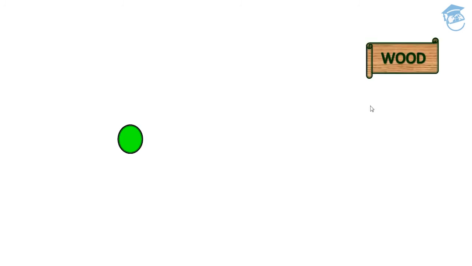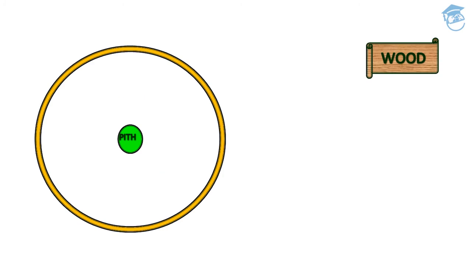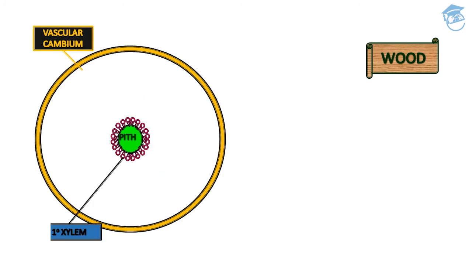Now we'll talk about the wood. This is pith, which is the central portion. This is the vascular cambium, okay. This is primary xylem, which is represented by this pink color. This is metaxylem. These smaller ones are the protoxylem.